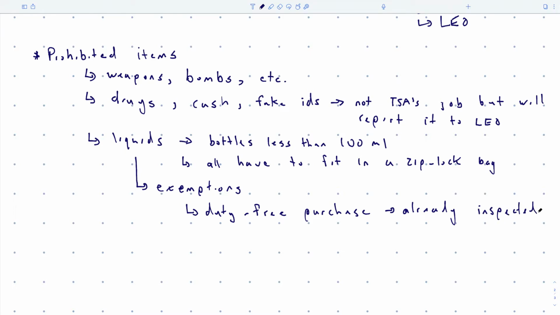And because it's from a trusted manufacturer, they're less worried about it than they are about some random individual they've never seen before bringing a large amount of liquid through.